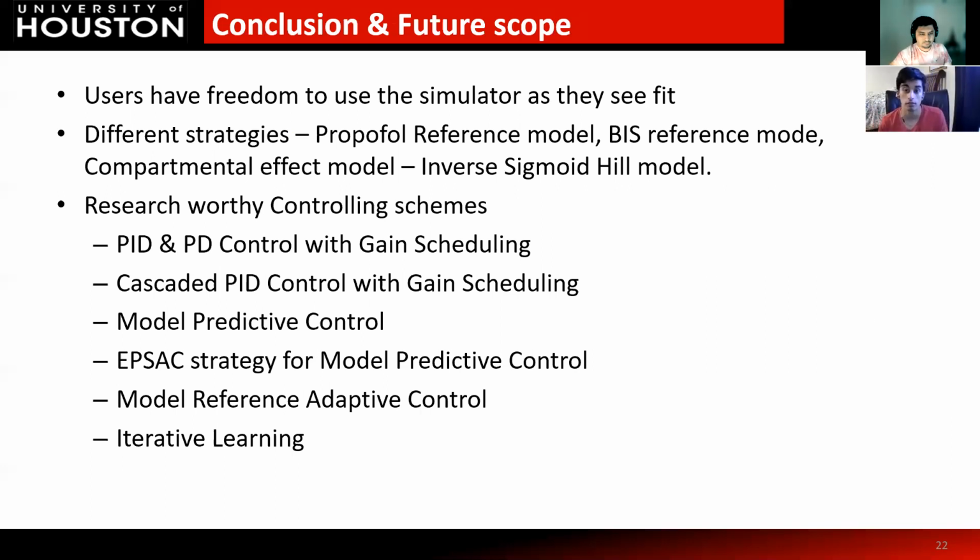Then we used different strategies for the propofol reference model, the BIS reference model, the compartmental effect model, and the inverse sigmoid Hill model. And for the research-worthy control schemes Sagar explained earlier, there's the PID and PD control with gain scheduling, the cascaded PID control with gain scheduling, the model predictive control, the EPSAC strategy for model predictive control, the model reference adaptive control, and then we also have iterative learning, which I guess this will be a really good model for because you need repetition. It's all about repetition, and for this, it'll be great for iterative learning.